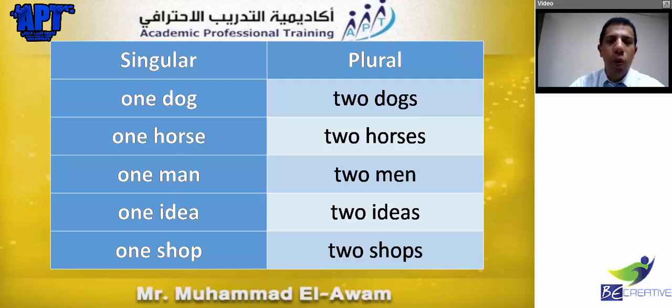Now, let's look at the plural form. And we mean by plural, more than one. More than one, not only one, many. So, instead of 1 dog, it's 2 dogs. We are adding an S. Instead of 1 horse, we have 2 horses. 1 man, 2 men. 1 idea, we have 2 ideas. 1 shop, 2 shops. We're adding an S.